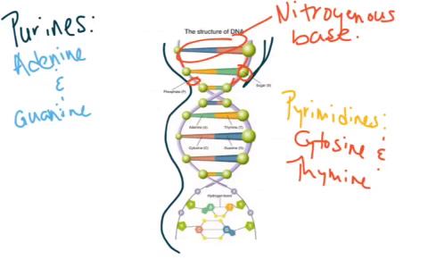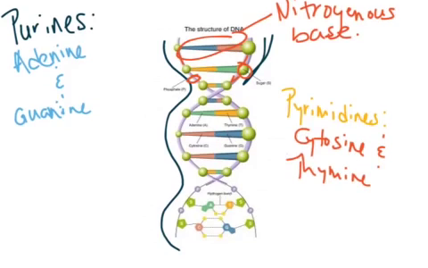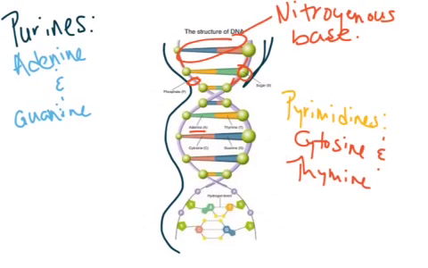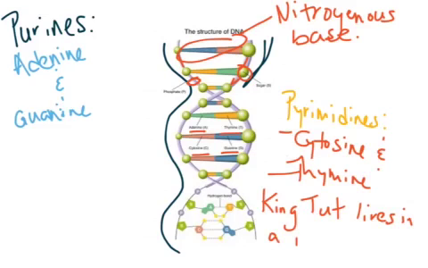So when you look in here, we'll oftentimes call these A's, C's, T's, and G's. So we'll just have to remember that pyrimidines are C's and T's, and one funny way that I sometimes remember this, even though King doesn't start with a C, it can kind of help you remember: King Tut lives in a pyramid. That's just one handy little way to help you remember that.